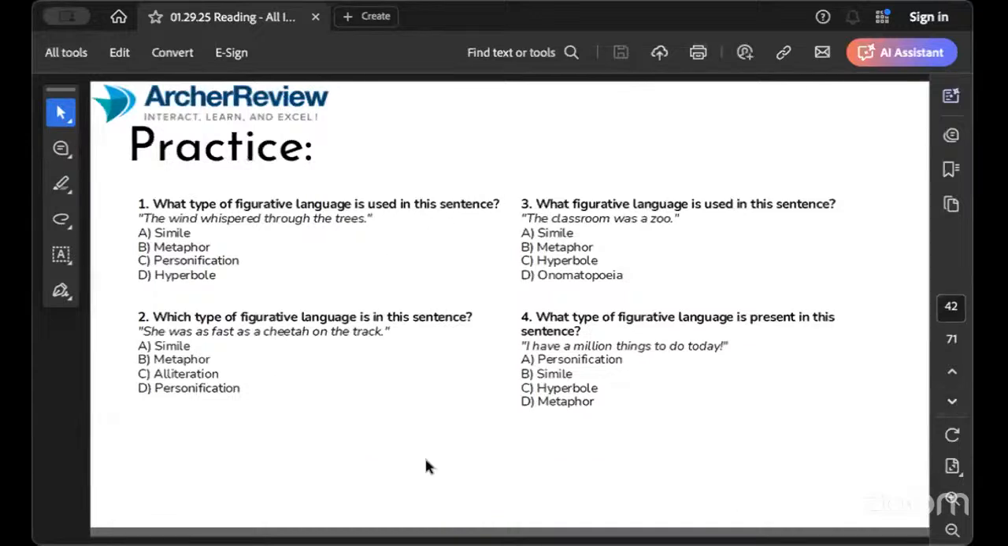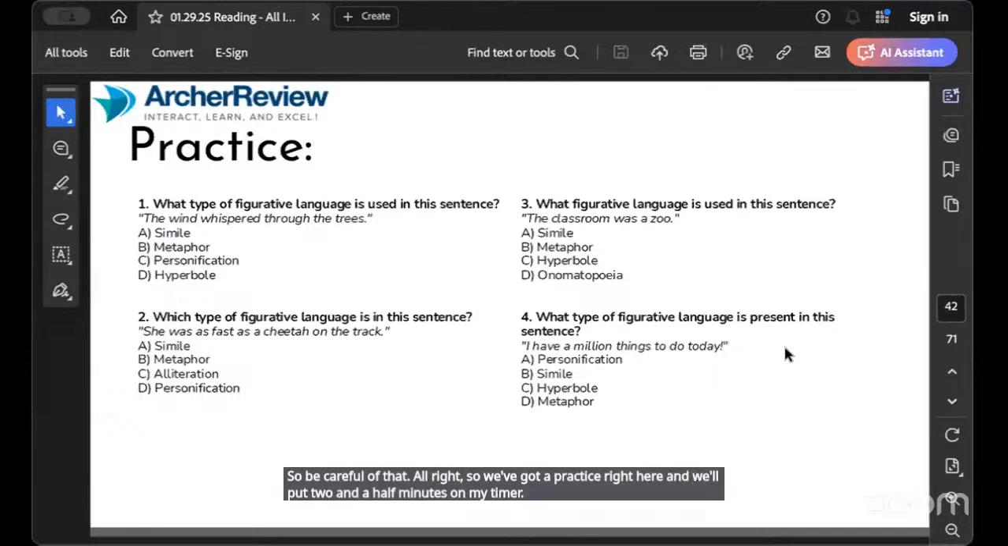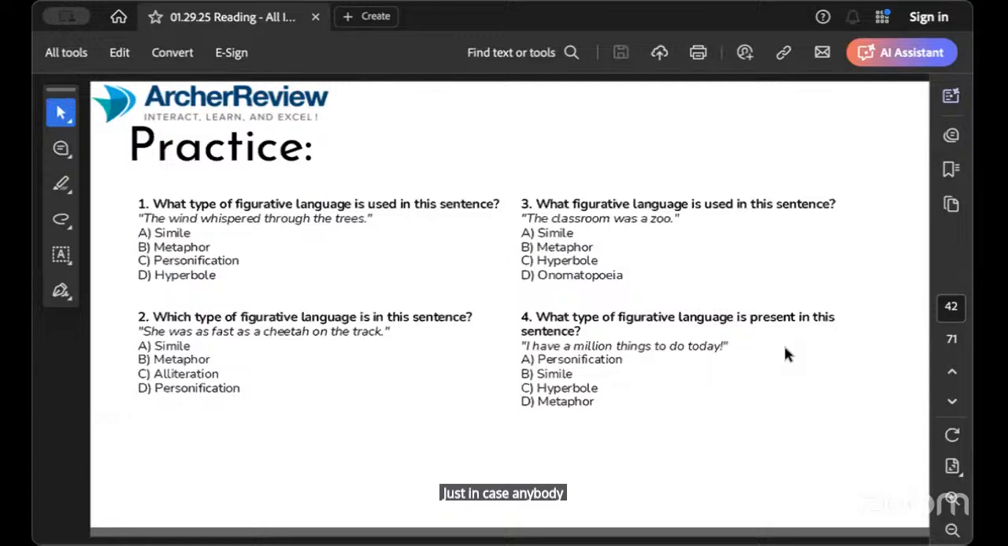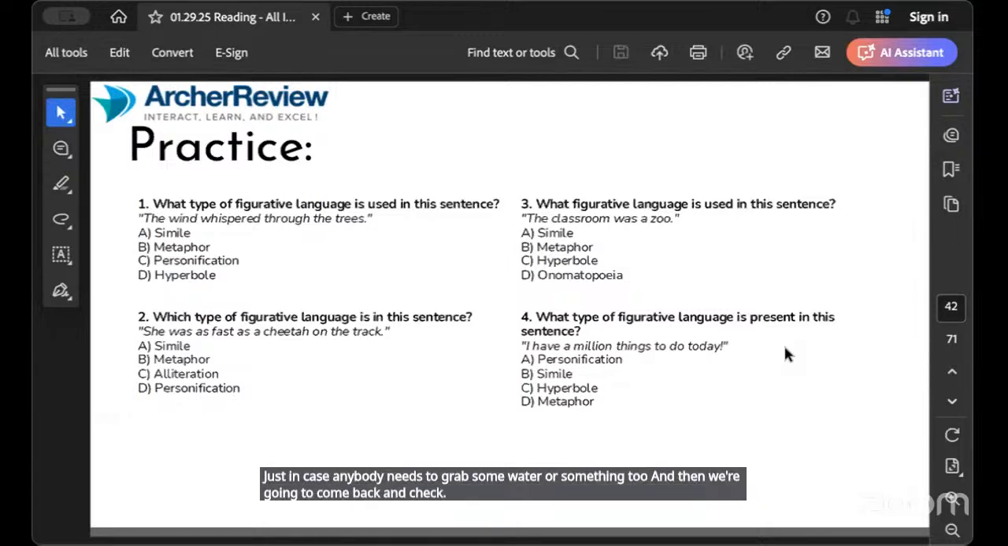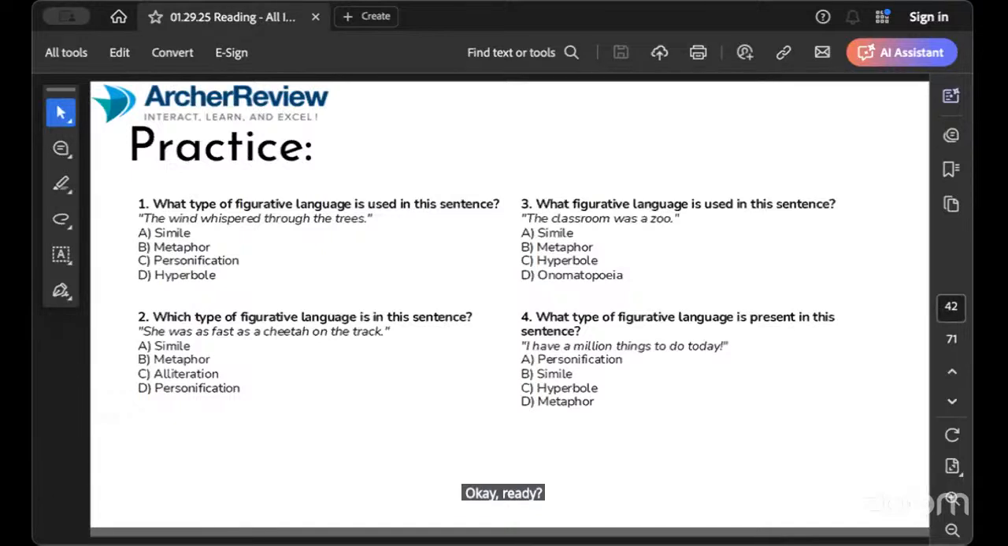All right, so we've got to practice right here. I'm going to put 2.5 minutes on my timer, just in case anybody needs to grab some water or something too. And then we're going to come back and check. Okay? Ready, and set, and go.